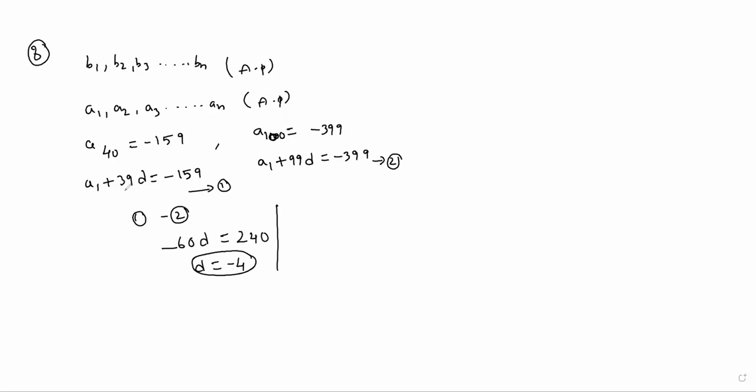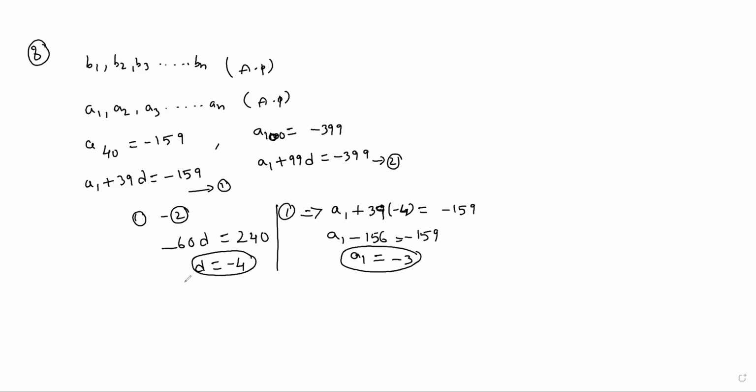Now you can immediately find the A1 value. From the first equation, how to find A1? A1 plus 39 into minus 4 is equal to minus 159. Here 39 into 4 is 156, so A1 minus 156 is equal to minus 159. From this, the A1 value is clearly how much? Minus 3.